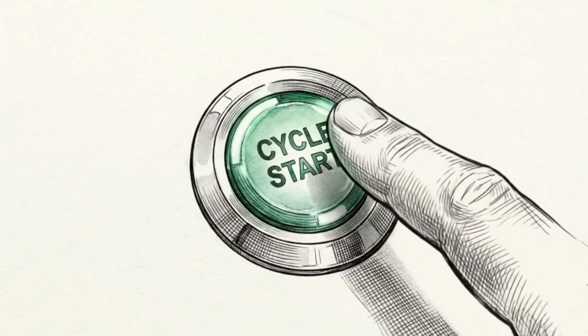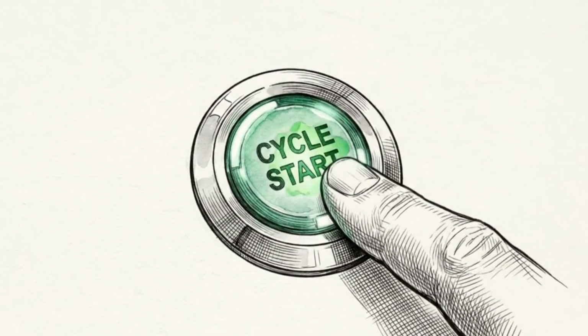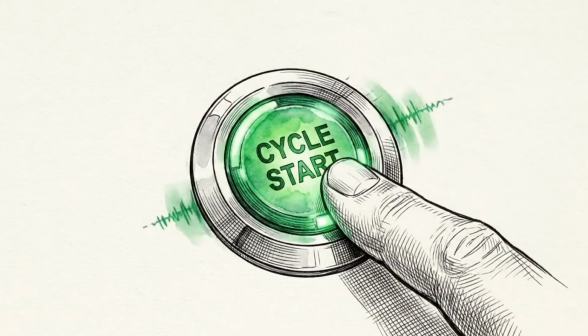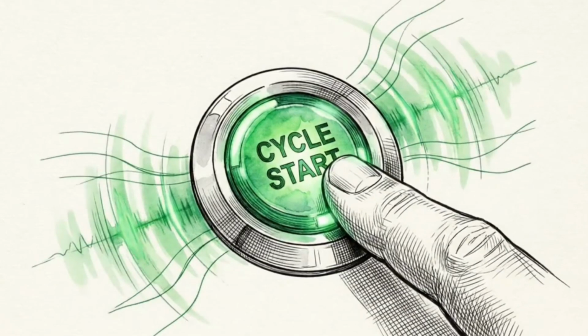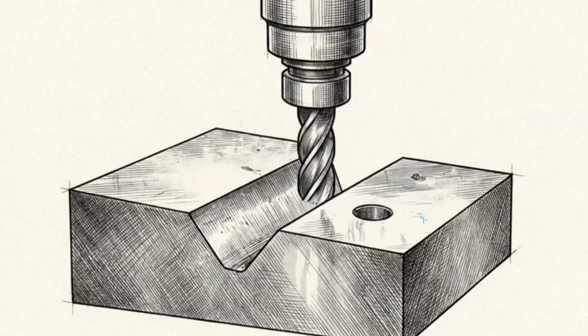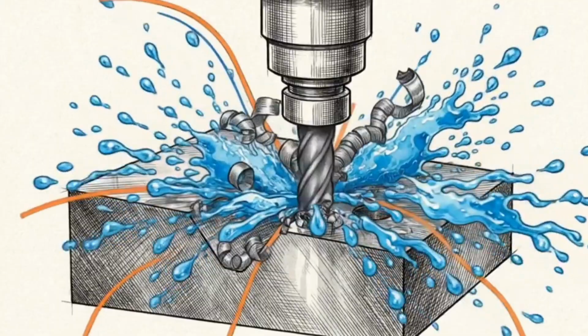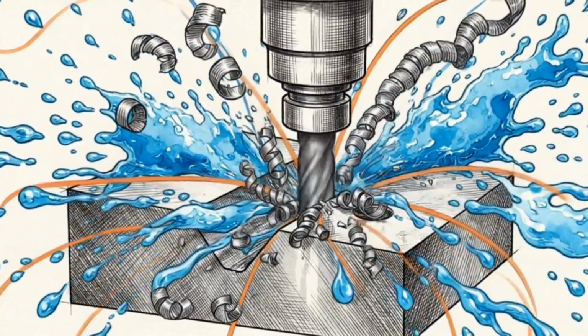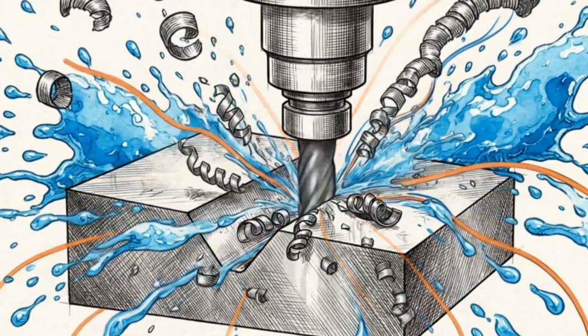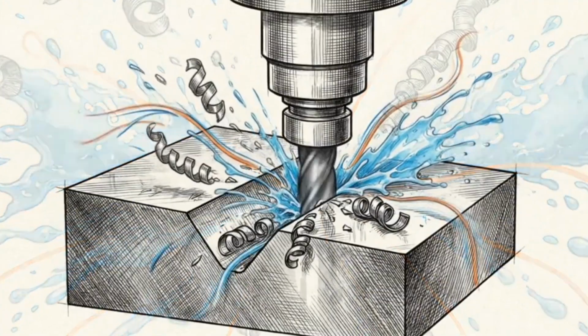When you step up to a modern CNC machine, the entire manufacturing process begins with a single, simple motion, pressing the green cycle start button. The machine instantly springs to life. A heavy cutting tool plunges into a solid block of raw steel, tearing away material under high-pressure coolant.